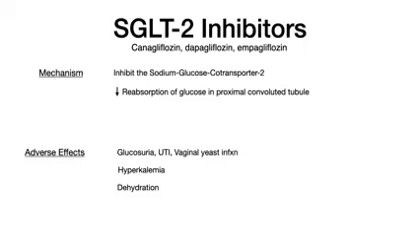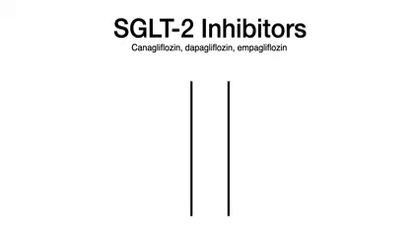The adverse effects of SGLT2 inhibitors are very unique, and they'll make a lot more sense after we talk about the mechanism, but they include glucosuria, urinary tract infection, and vaginal yeast infections. They also can include hyperkalemia and dehydration. These adverse drug effects, especially the 3 on the first line there, glucosuria, UTI, and vaginal yeast infection, will make a lot more sense if we dive into the mechanism. So let's do that now.